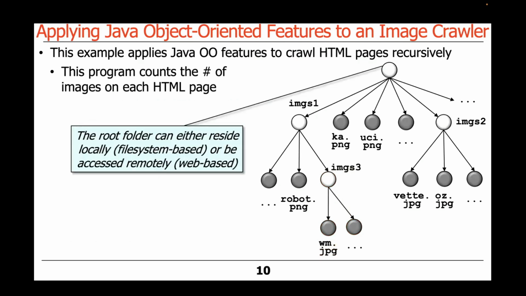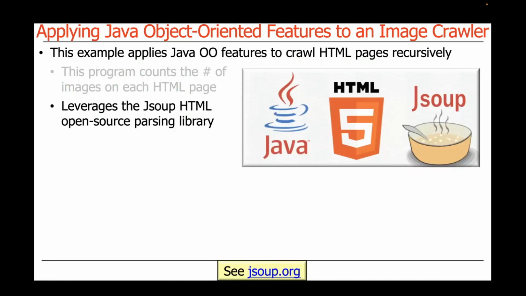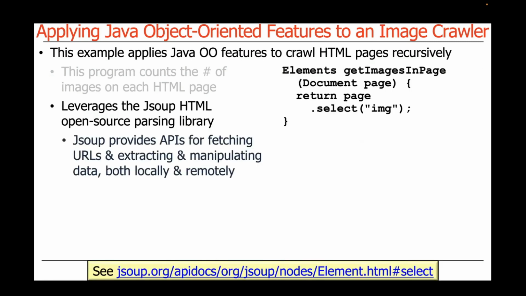What's interesting about this program is the root folder can either reside locally, in other words, on the file system of the computer that's running the program, or it can be accessed remotely through the web. In order to do this, we're going to leverage the JSoup open source HTML parsing library. JSoup is a very cool library that does a lot of parsing for you, so you have a lot less work to do. It provides various APIs for fetching URLs, as well as extracting and manipulating data that you find on HTML pages. And it works both locally on your machine as well as remotely going across the network.